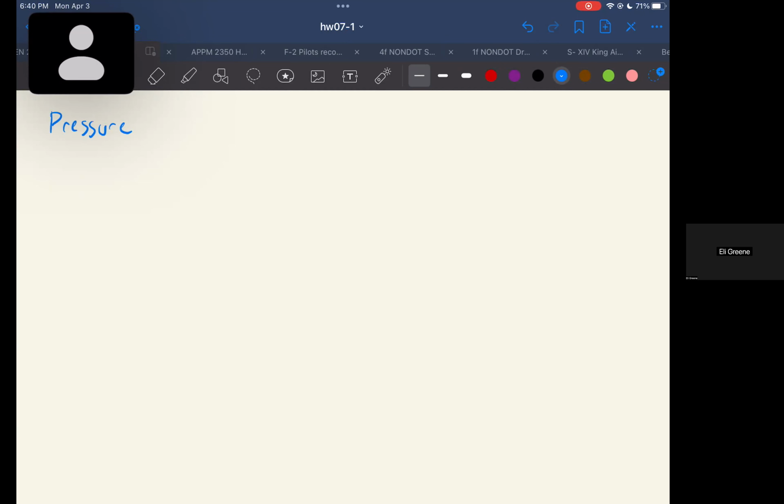So pressure varies with altitude, temperature, and density. Temperature and density and pressure obviously all affect each other due to the ideal gas law. And then altitude, as you go higher, there's less air above you to push down on you. So you have lower pressure at higher altitudes. An important thing to understand is in our atmosphere that we just described, let's call that our standard atmosphere.